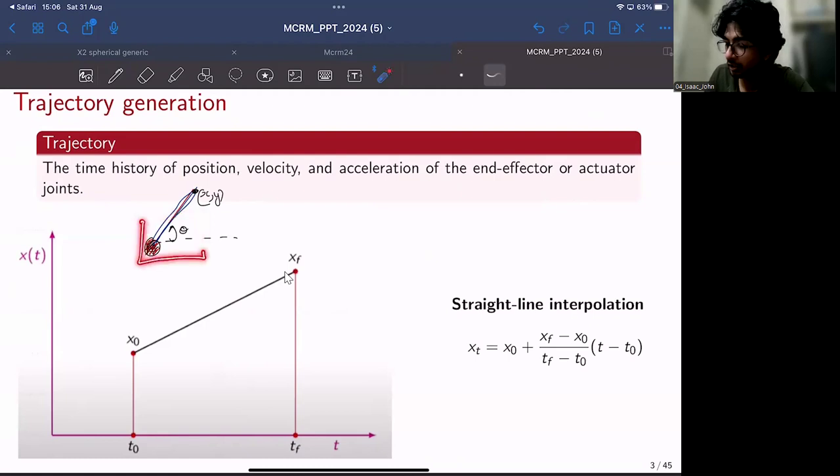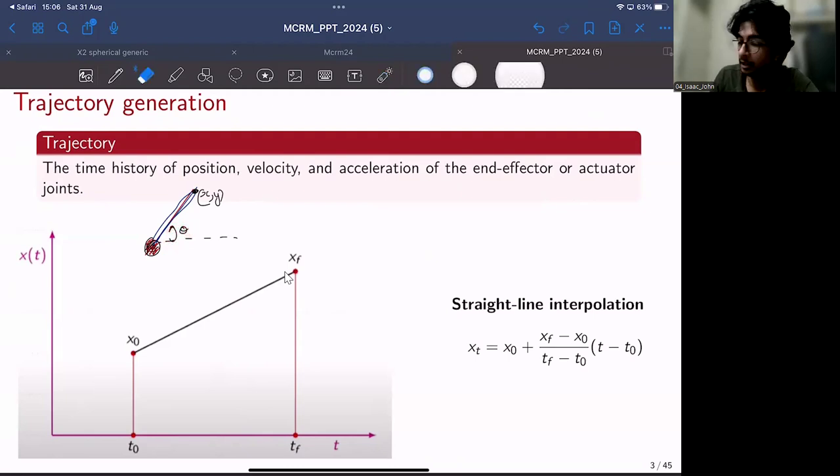The first one is called trajectory planning in joint space, where we define theta, theta dot, and theta double dot as a function of time.